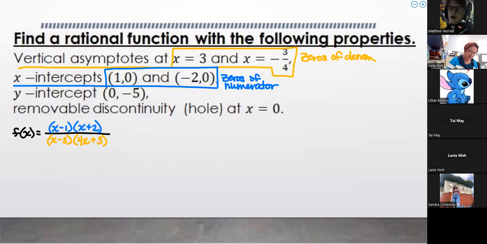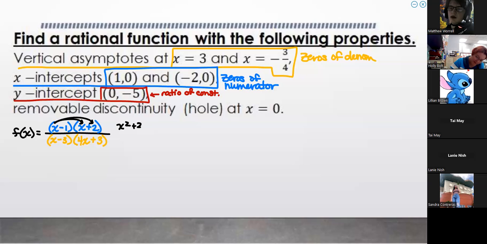Next piece of information they gave me has to do with the y-intercept. The y-intercept is the ratio of the constants. I can't see my constants right here. I'm going to need to multiply this out, and then we'll look at what we're going to do with that piece of information. So I have x squared plus 2x minus 1x minus 2. Then do the same thing in my denominator.